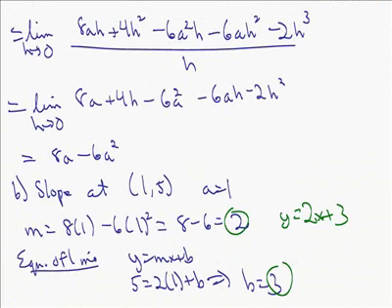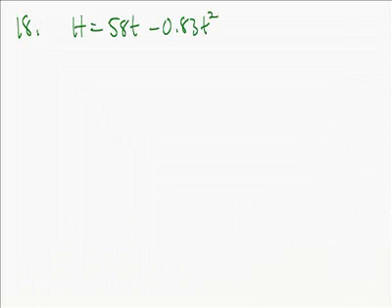Alright, let's go ahead and look at another problem then. How about number 18? So in this particular problem, we are given the height of an arrow shot upward on the moon that has a velocity of 58 meters per second. So its height after time t is given by 58t minus 0.83t squared.